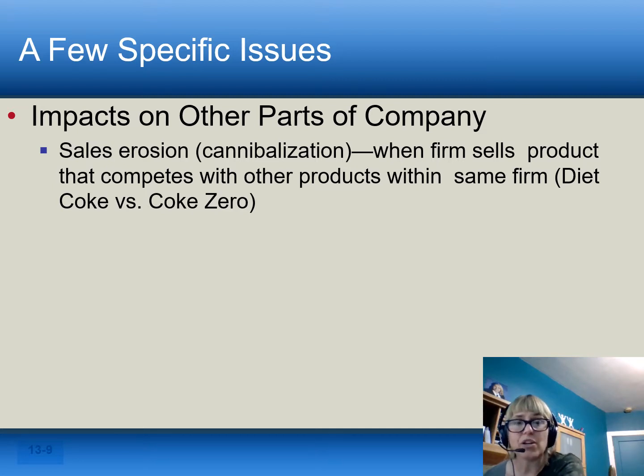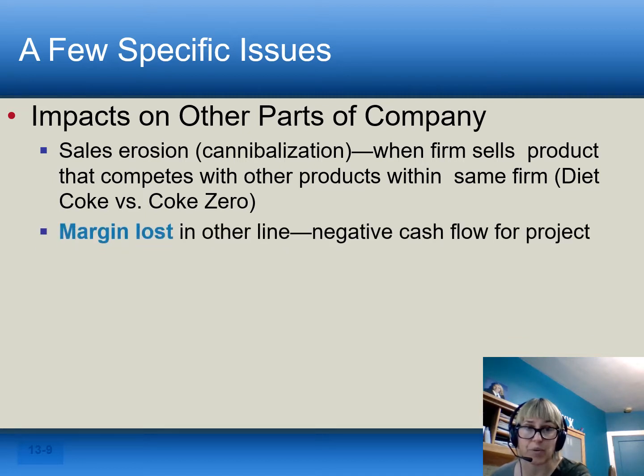So there's impacts on other parts of the company. There might be cannibalization, right? Diet Coke versus Coke Zero is a good example of cannibalization. So you have to consider that you're not just getting brand new sales without any impact on existing products. So if you're trying to decide whether to do Coke Zero, you estimate the revenue for Coke Zero, but you also estimate the revenue lost, to the Diet Coke revenue that will be lost when you launch Coke Zero. So margin lost in the other line is a negative cash flow for the project.